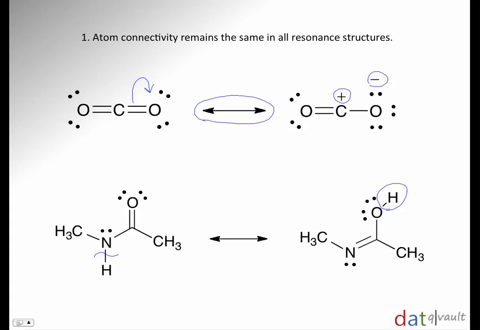Notice this is not a resonance structure because we've changed the connectivity of the atoms in the molecule. We've broken the connection between nitrogen and hydrogen, and now we've made a connection between oxygen and hydrogen. These are not resonance structures, so we cannot draw the resonance arrow. These structures are actually what are called tautomers of each other, and this reaction right here is called tautomerization. Tautomers are molecules where you take a proton and you basically transfer it to another atom in the molecule and you gain a double bond.